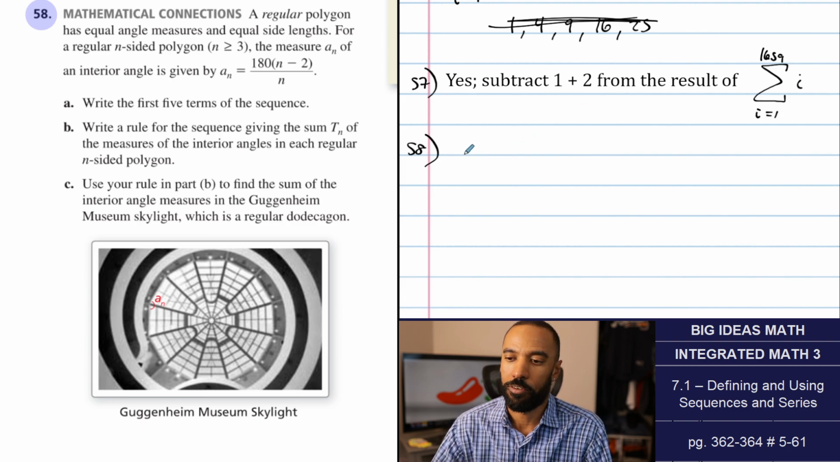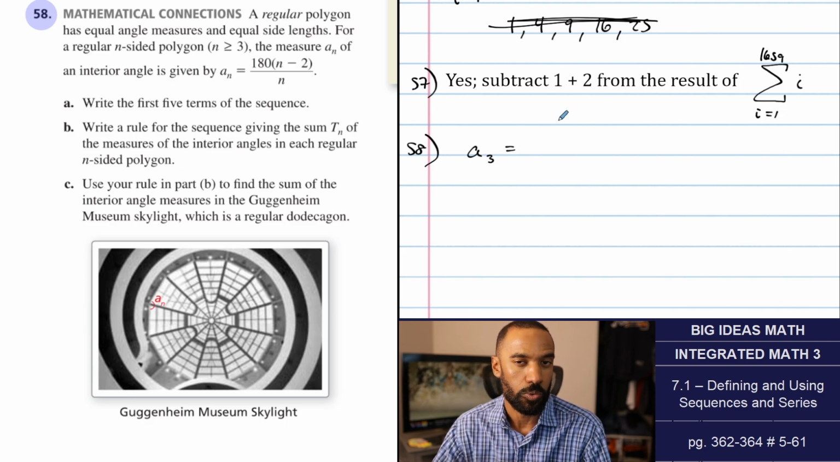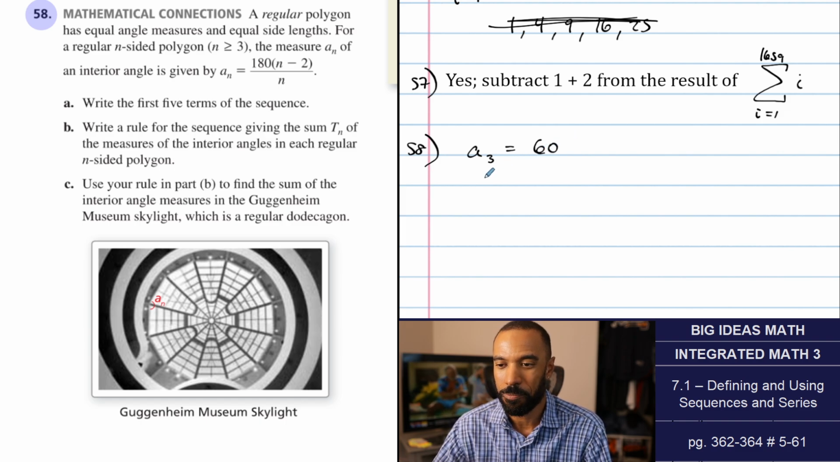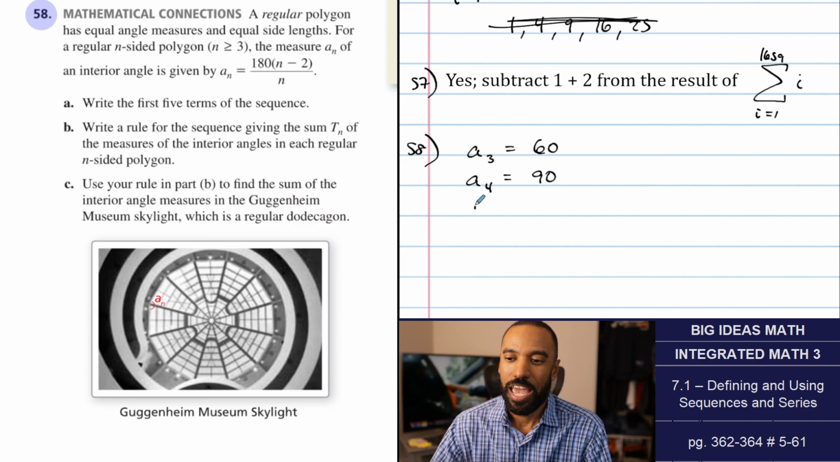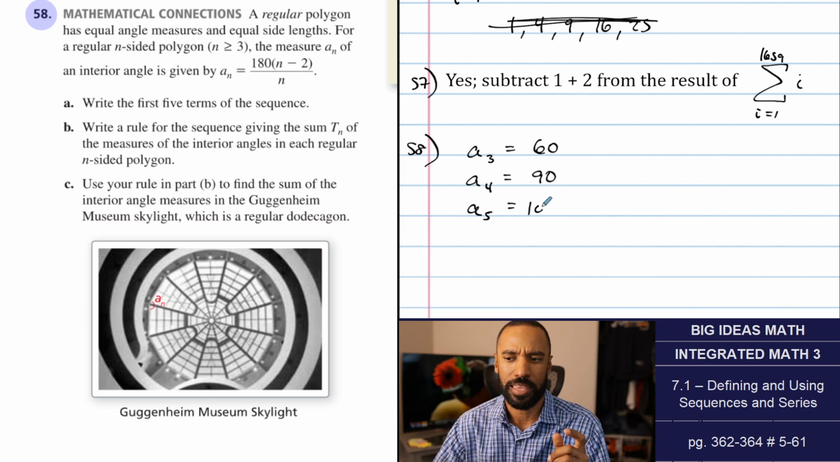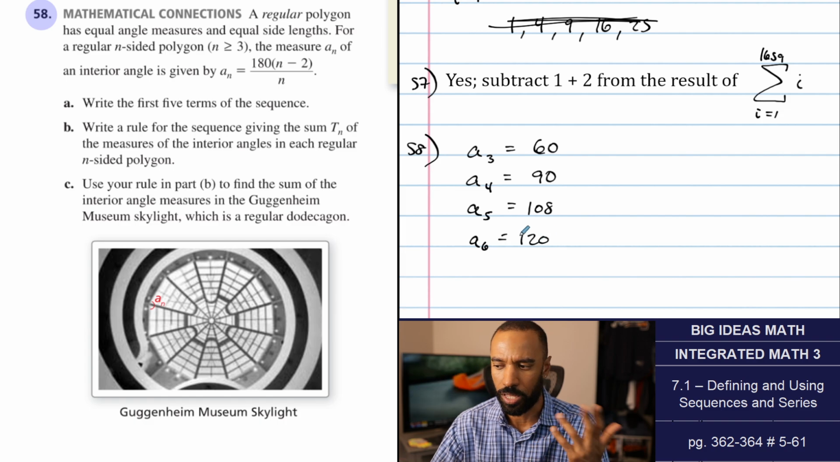Okay, so the first 5 terms of the sequence here, you actually start with 3, and each individual angle. You might know these already, but each individual angle in an equilateral triangle, equal angle triangle, is 60 degrees, and then in a square, it's 90 degrees. In a pentagon, you'd have to plug it in. Go and plug in 5. I think you get 108. And then in a hexagon, you get 120. These are just by memorization, just like I know them.